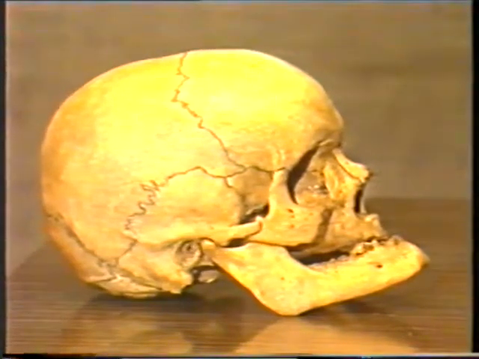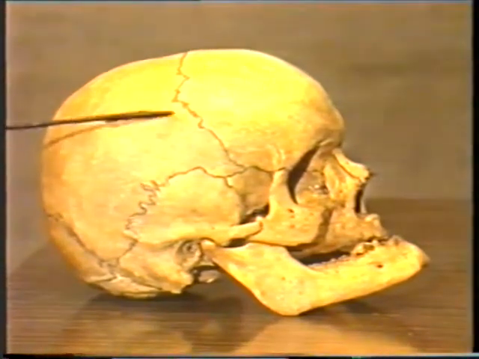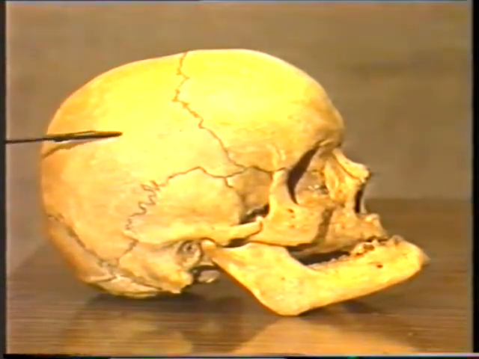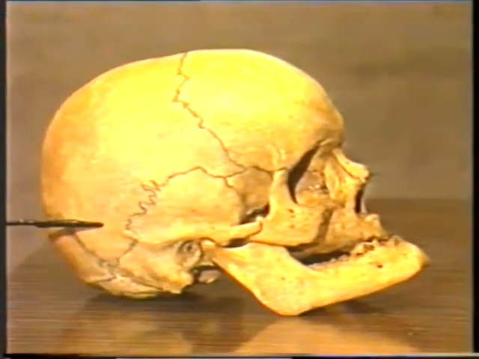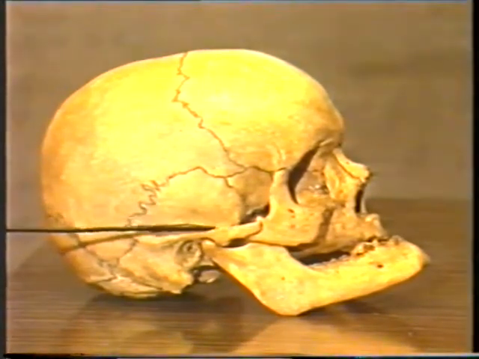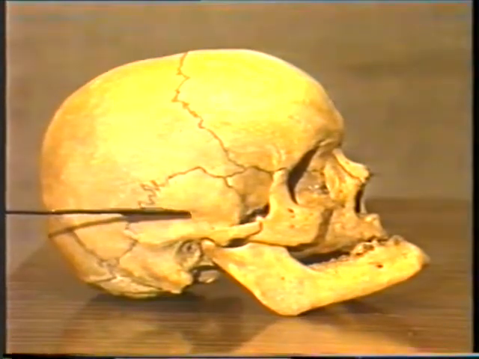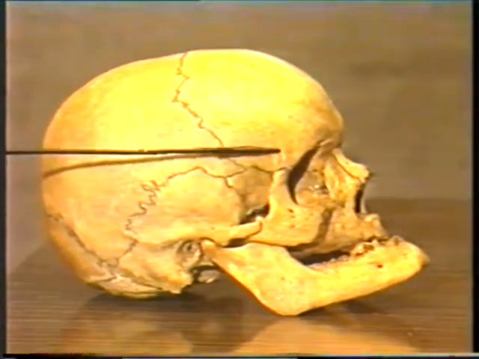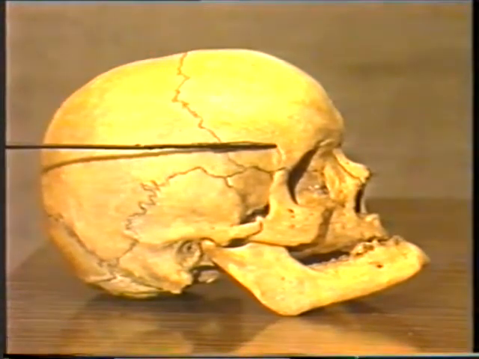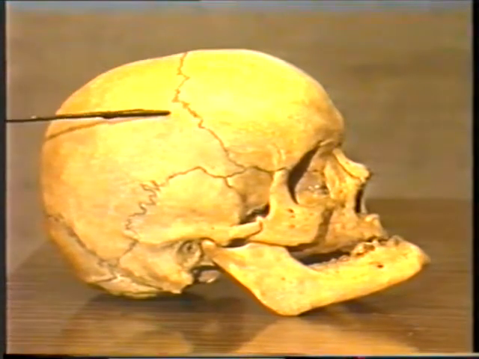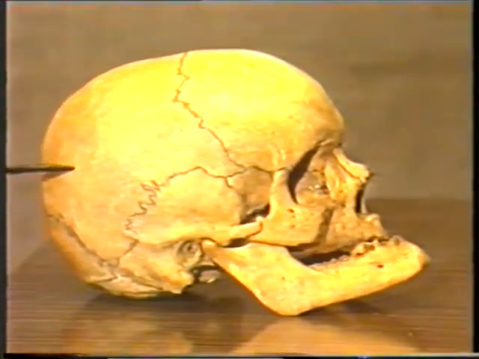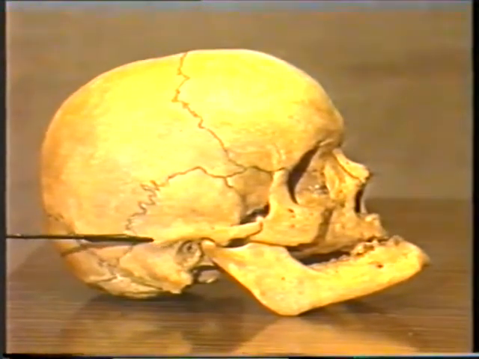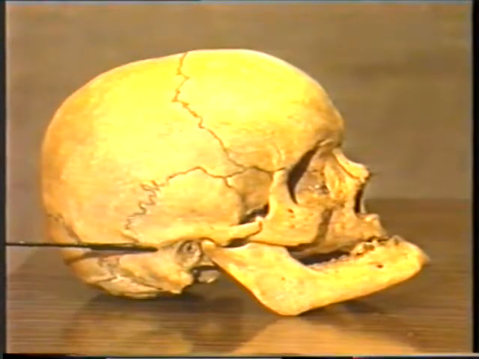This is the temporal fossa. It is bounded by the temporal line from above and by the zygomatic arch from below. The temporal line begins anteriorly at the zygomatic process of the frontal bone and then arches across the side of the skull to end posteriorly by joining the supramastoid crest, which is a ridge above the mastoid process.